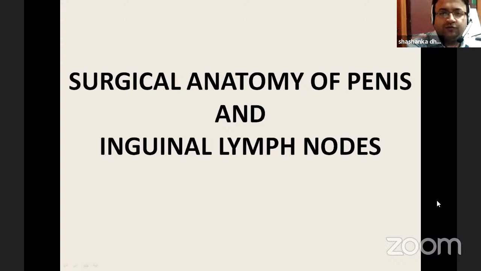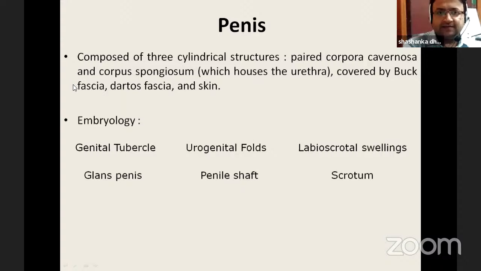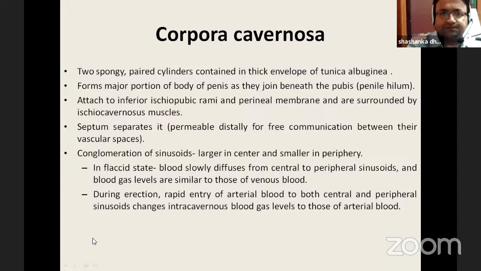And most of you should be aware of the surgical anatomy. It's very relevant even at the undergraduate level. So the penis is composed of three cylindrical structures, the paired corpora cavernosa and the corpus spongiosum, which houses the urethra. This is covered by the Buck's fascia, then the Dartos fascia, and the skin. Embryologically, the glans penis is derived from the genital tubercle, the penile shaft from the urogenital folds, and the labioscrotal swellings give rise to the scrotum.